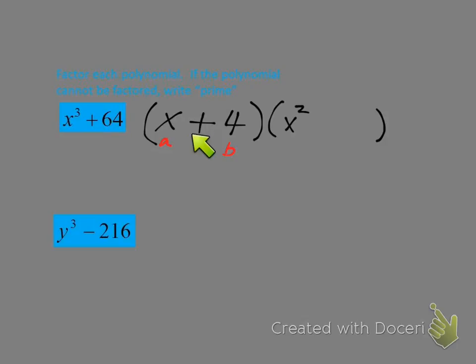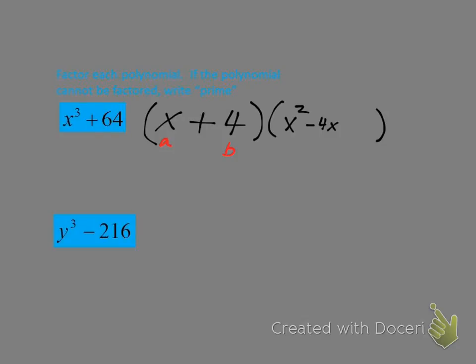Since the first sign is plus, the second sign here is? Opposite. Minus. You're making a trinomial, so you're going to have 2 more signs. Now, the next one is A times B. So what's X times 4? 4X. So say it the way you should write it.